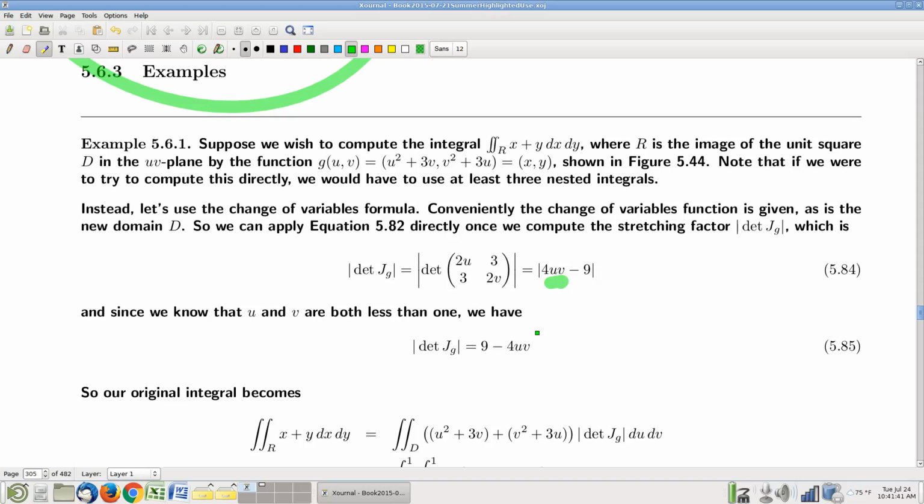U and v are between 0 and 1, therefore their product's between 0 and 1. Therefore this term right there is never bigger than 4. And that means that when I subtract 9, this thing on the inside of the absolute values is always negative. All right, so I'm looking at the absolute value of an expression that is always negative. And the absolute value of a negative number is the negative of that number, right?